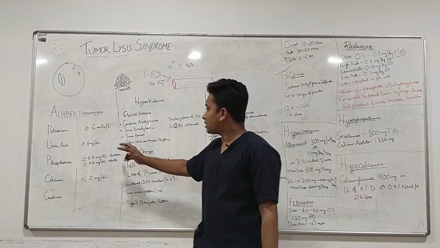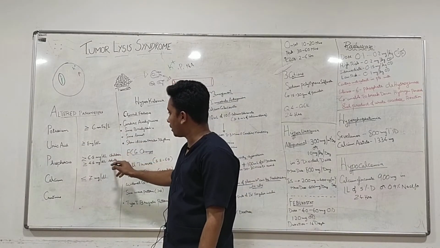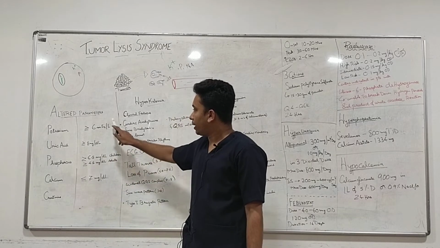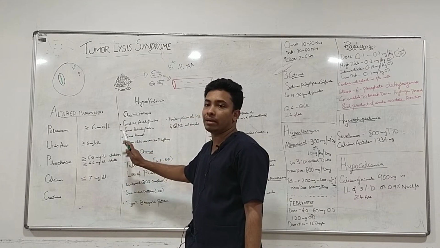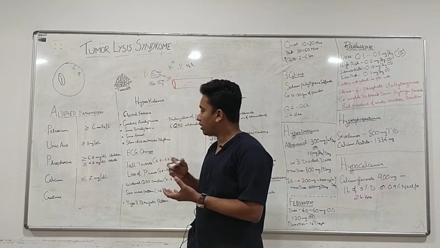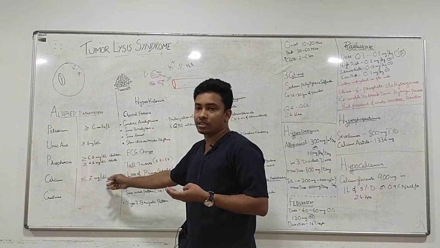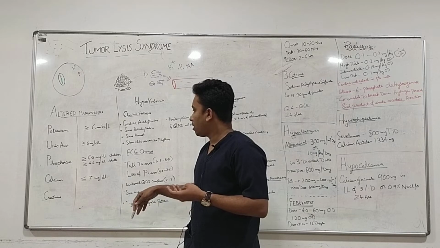But what happens is you can notice something changes. When you look at potassium, uric acid, and phosphorus, you can see a 25% increase from the baseline value, from the normal range, and calcium is reducing by 25%.